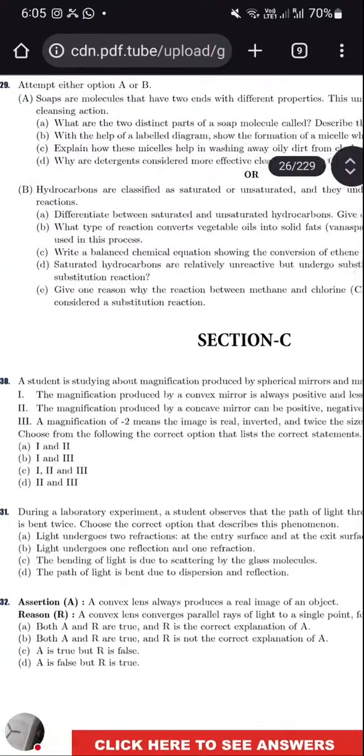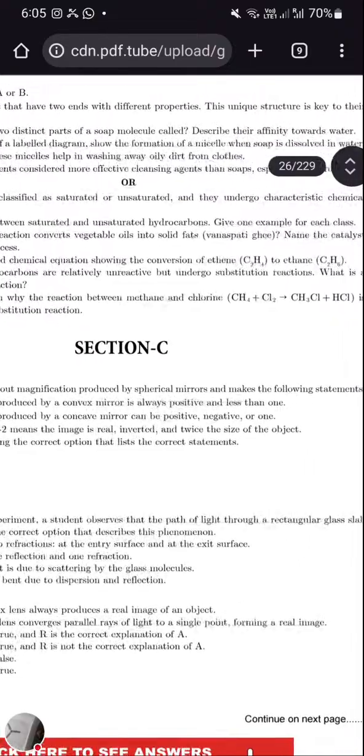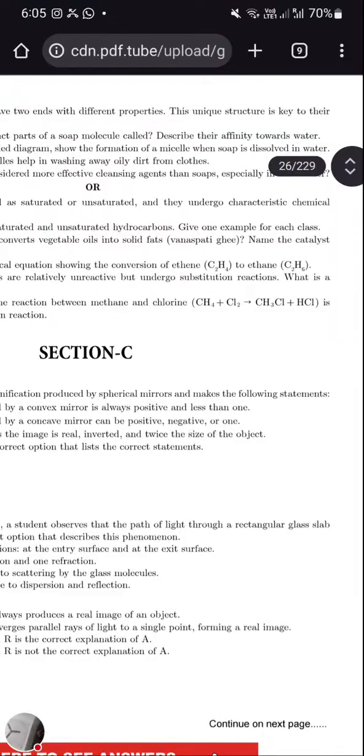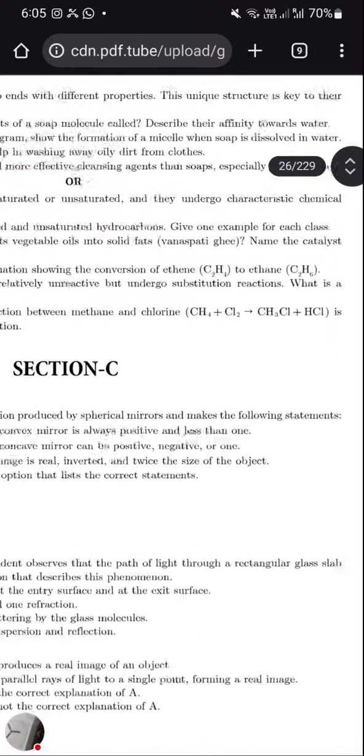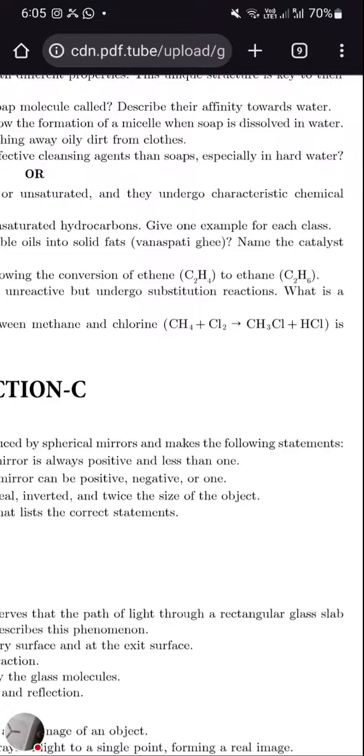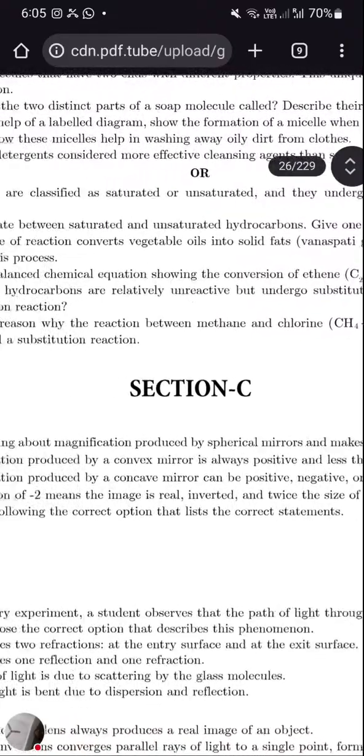Next, write a balanced chemical equation showing the conversion of ethene to ethane. Here, C double bond CH2, so there is a double bond. When two molecules of hydrogen are there in the presence of nickel catalyst, one more hydrogen will get added to it. So it will be CH3 single bond CH3. Most probably you already know that equation.